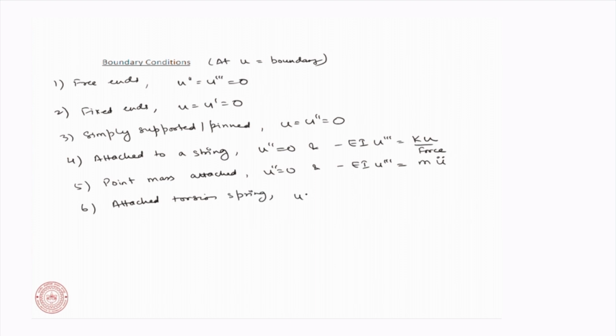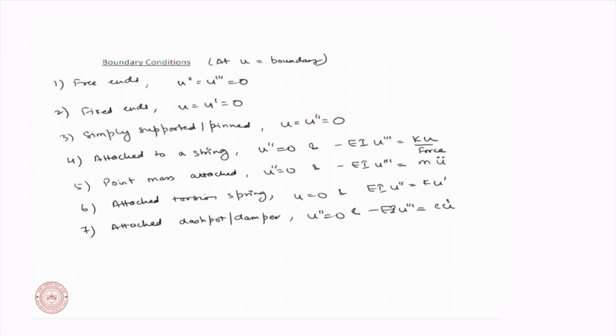That is u for a torsion u is equal to 0, and E I of u double prime is equal to k of u prime, where k is the torsion spring constant. We could have a dashpot connected, or damper. This will be again u double prime is 0 and minus E I u triple prime is equal to c into u dot. And finally, these are the other types of connectors that you can have.